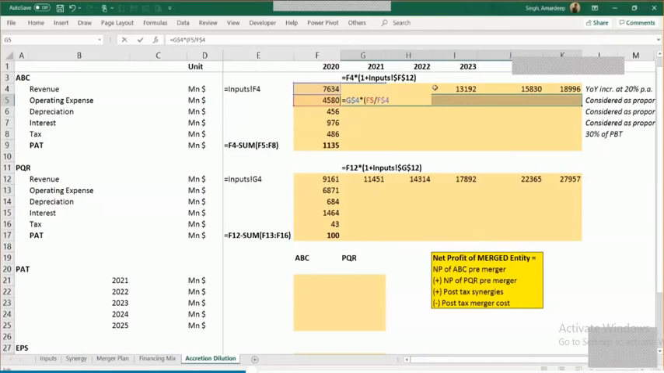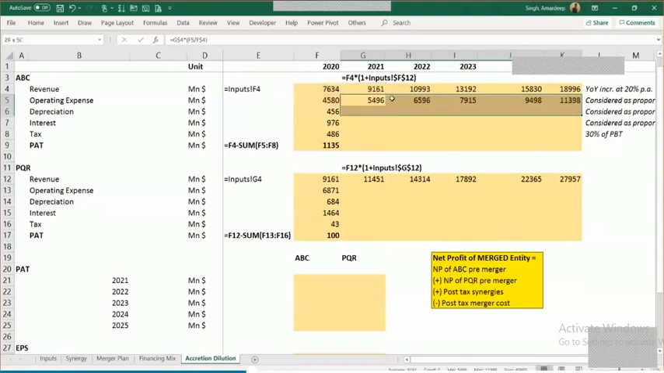Every time I want to take operating expense divided by revenue, depreciation divided by revenue, interest divided by revenue, right? And over here also I have to pick these figures from the row number 4. So I'm fixing just the row number 4, and then you could copy and paste this formula down for all of these cells.